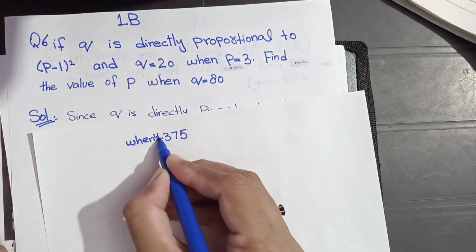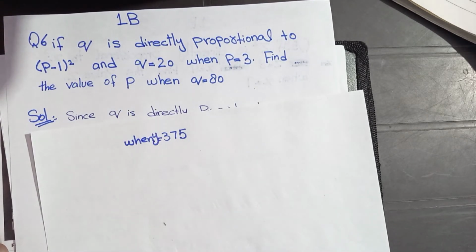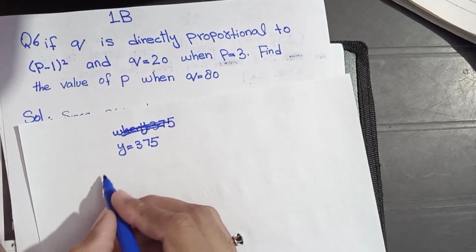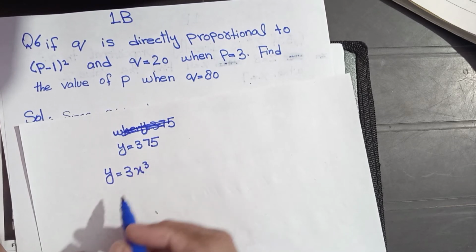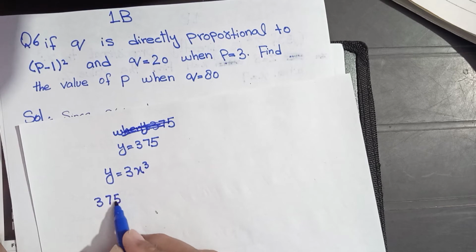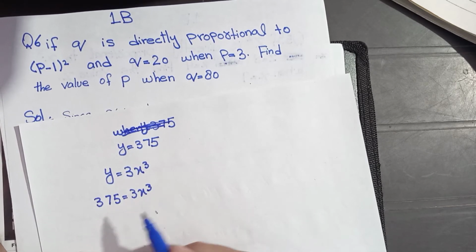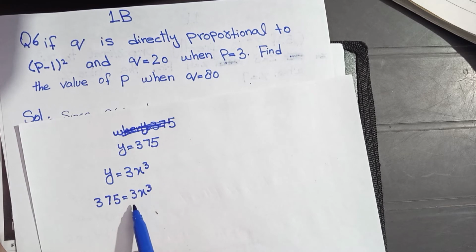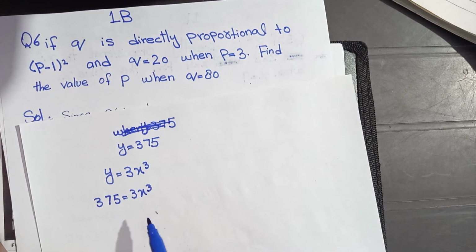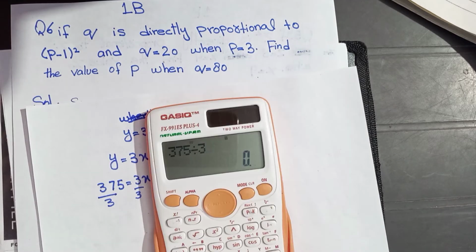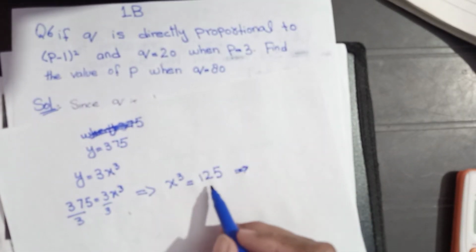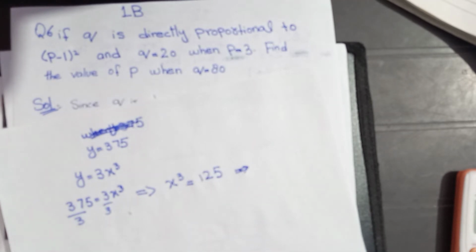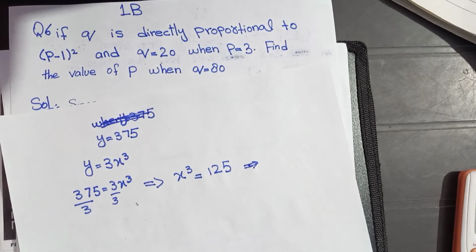We will use that equation. y is equal to 3x cube, y is equal to 375 is equal to 3x cube. To find the value of x, we will divide by 3 on both sides. It will be 125. So x cube is equal to 125, but we need to find the value of x.